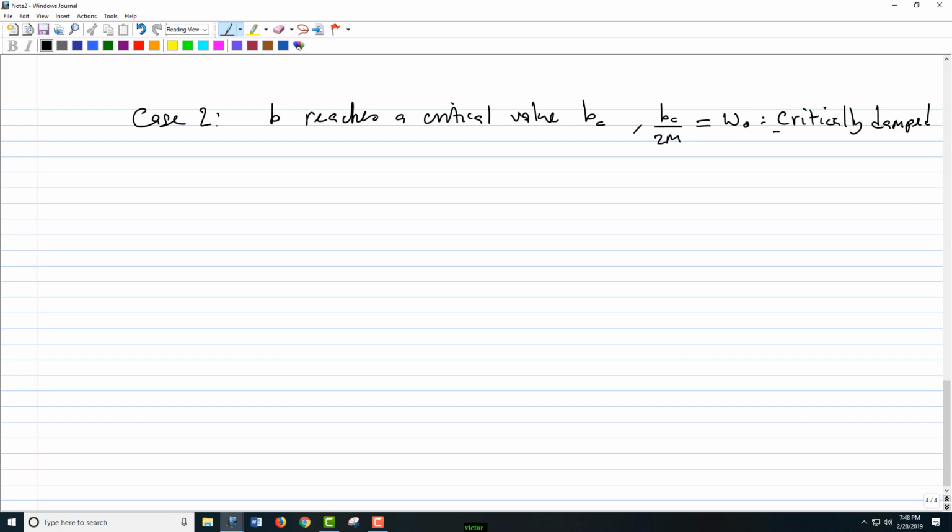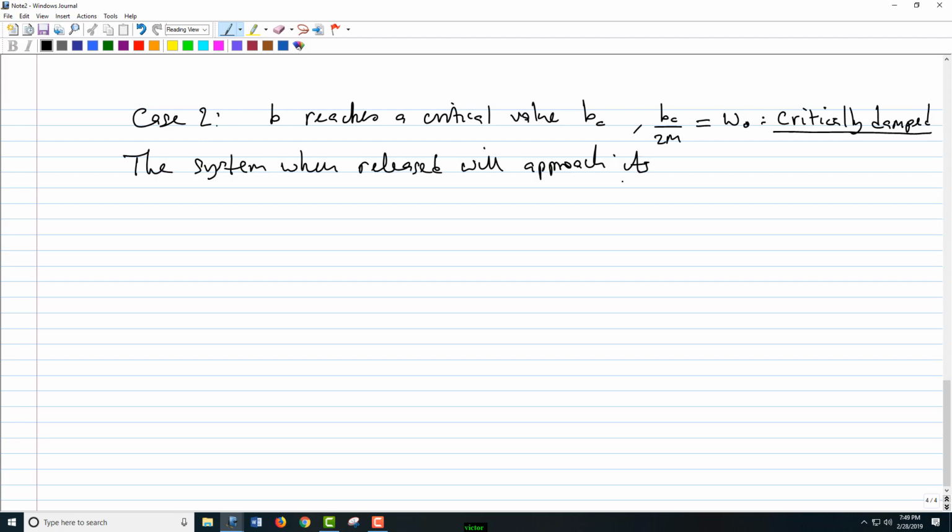This is case number 2. Let's think of the case where B is critical, B subscript C. So we're thinking of a case where B reaches a critical value, B subscript C. And so we will have B subscript C over 2m equal to omega naught. This is called a critically damped system. Let's underline that, critically damped.